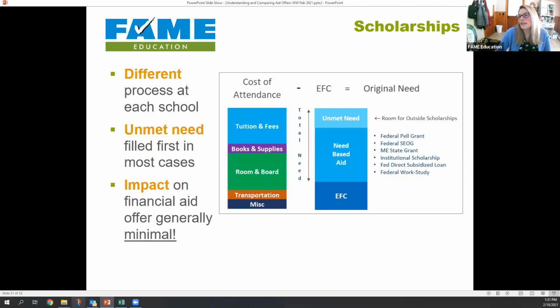Things to consider, again, different process at each school. Unmet need is filled first in most cases. So the school is going to do its best to meet the unmet need. And for scholarships, again, you always want to report everything.